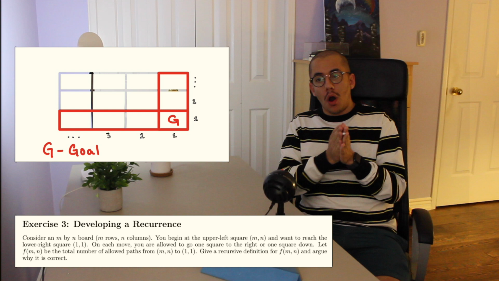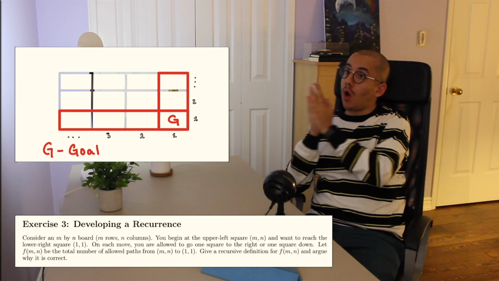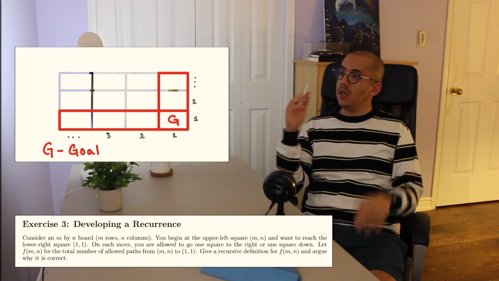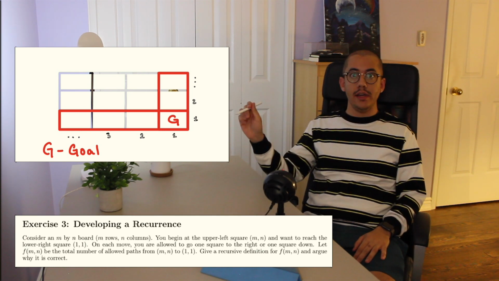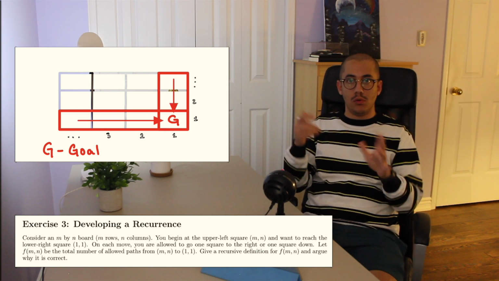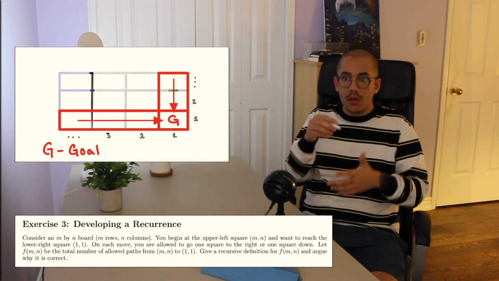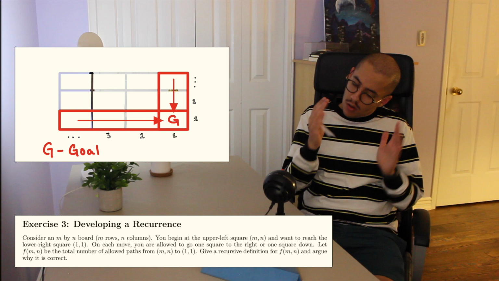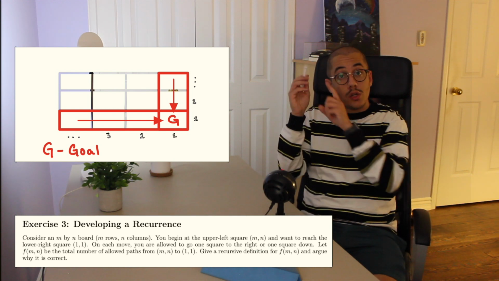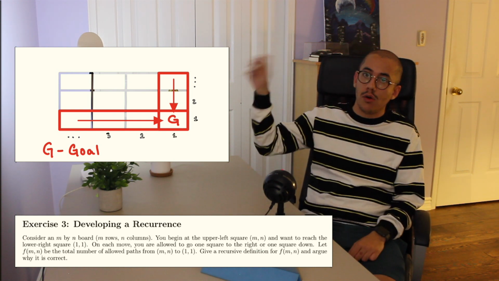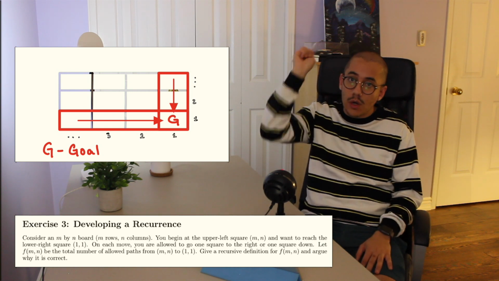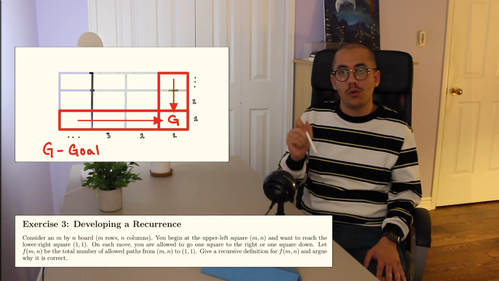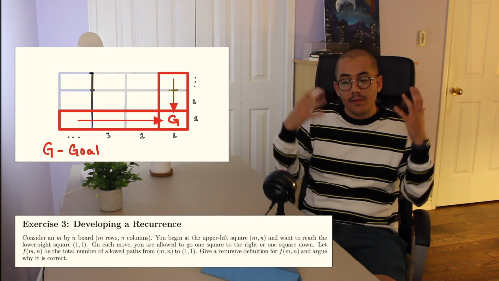If I am on row 1 or if I'm on column 1, I only have one path to do. If I'm on row 1, I just keep going right. That's one path because you can't go backwards, you can't go up, and you can't go down. All you can do is go right. If I am in column 1, same thing. I can't go right, I can't go left, I can only go down, and I can't go up either. So that's one path.